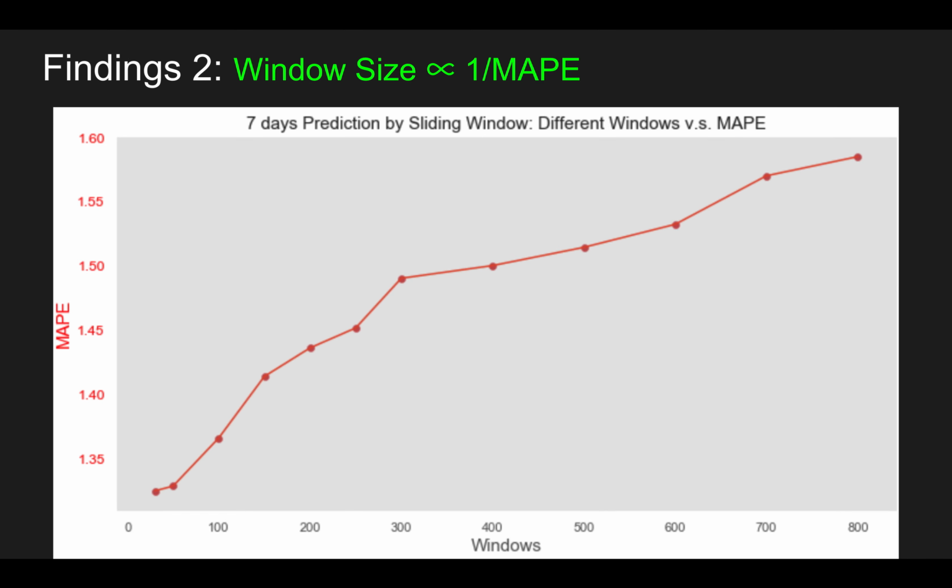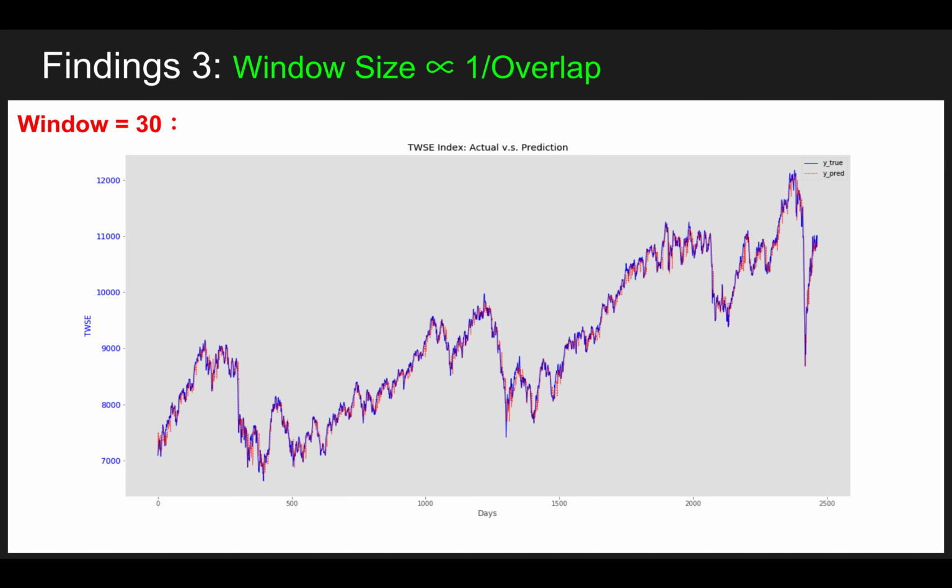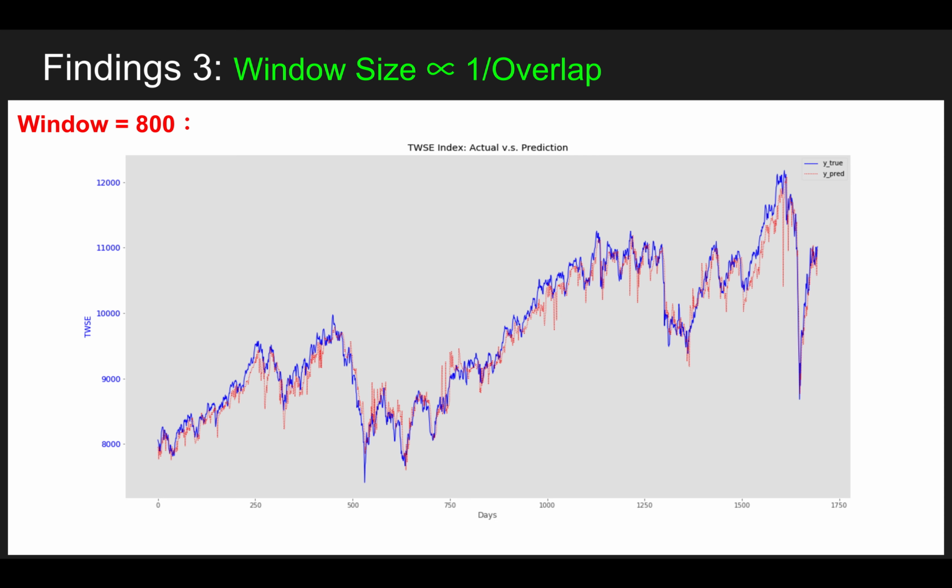Continuing, I do experiments on different window sizes in the sliding window technique. I found that the smaller the window size is, the better the performance we can get, no matter in the aspect of MAPE or level of overlapping.